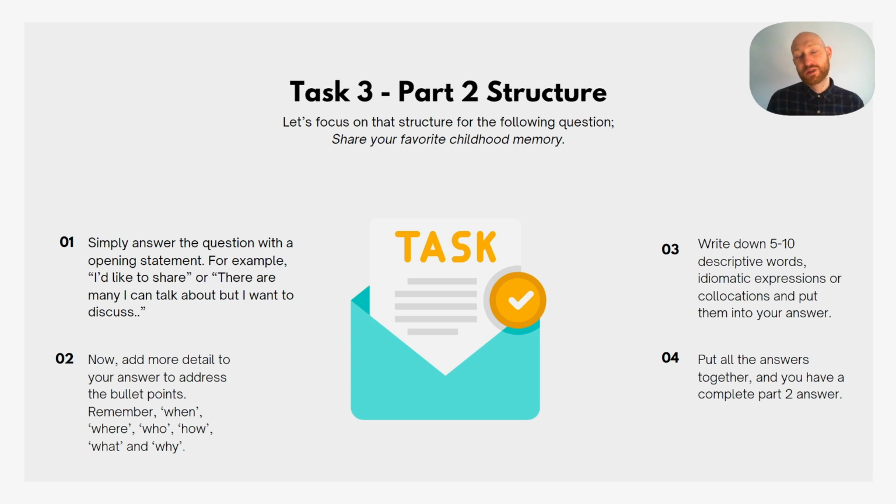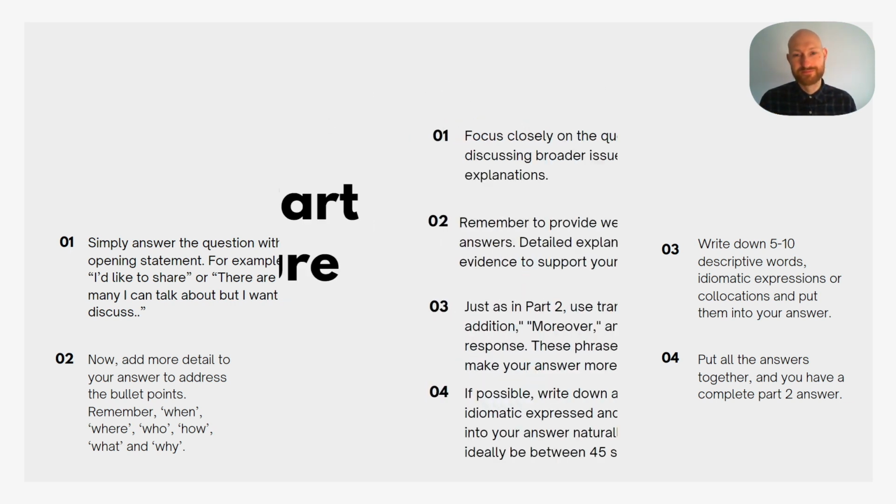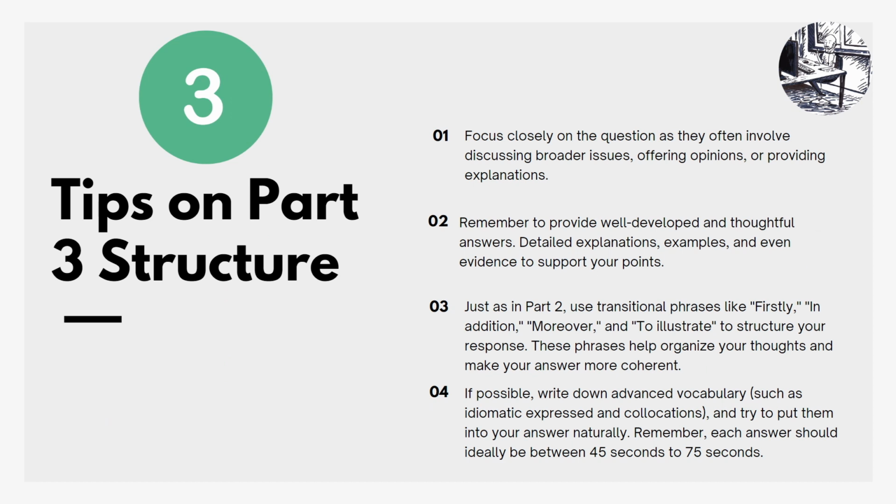Welcome back. So how did you do with task 3, the part 2 structure? Were you able to have a beginning, the opening statement? Were you then able to storytell and answer all those questions about who and where and why? Were you able to add vocabulary to those sentences? And were you able to link the sentences nicely together? Now, if you can do that, you're on a good way towards a very good part 2 answer. Well done. Finally, here are some tips on a part 3 structure.